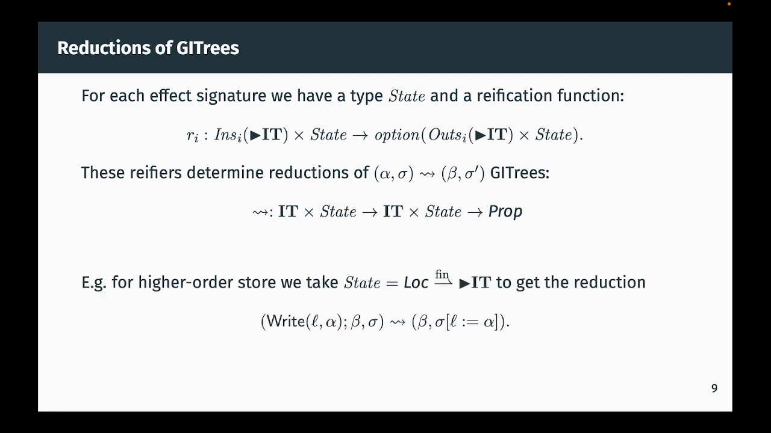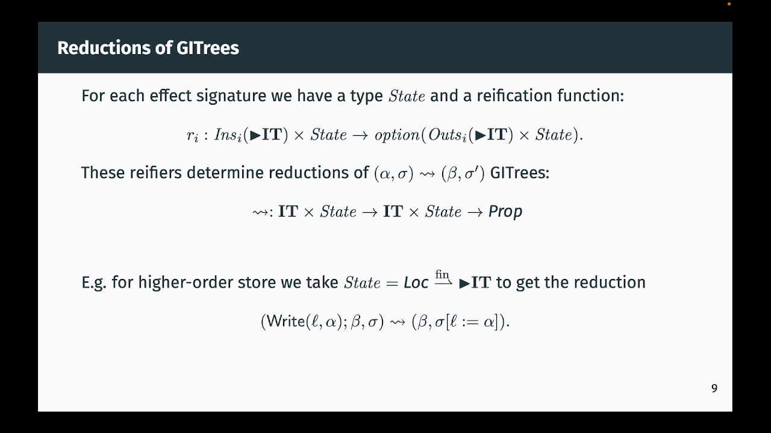So for example, for the higher order store, we can take the state parameter just to be the type of maps from locations to later of guarded interaction trees. And if we write down the reifiers in the most standard way, then we get the kind of reductions that we expect. So for example, if we have a guarded interaction tree that first writes alpha to the location L and then proceeds as beta, and we are looking at this tree in the state sigma, then this reduces to the continuation beta, and it results in an updated state where we actually assign alpha to the location L.